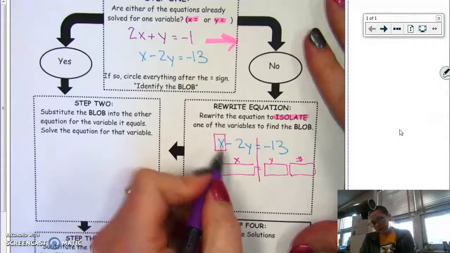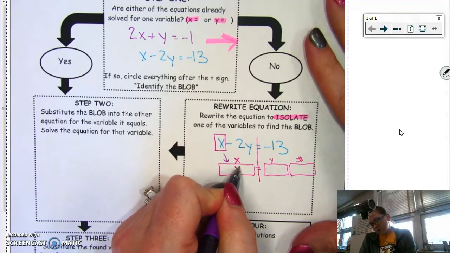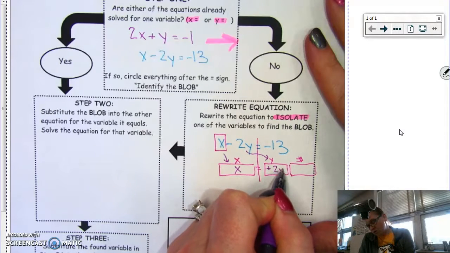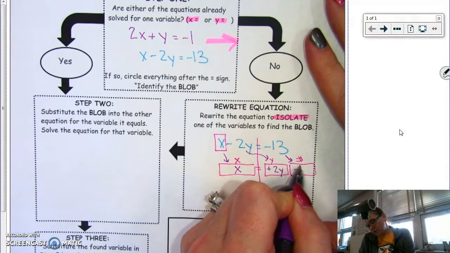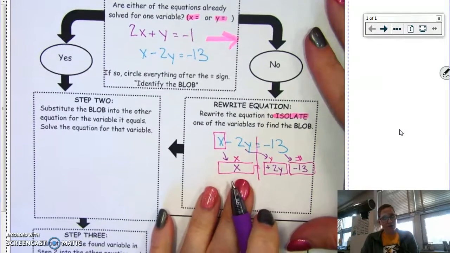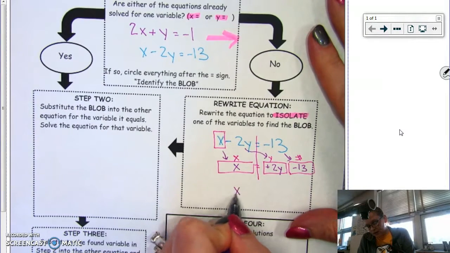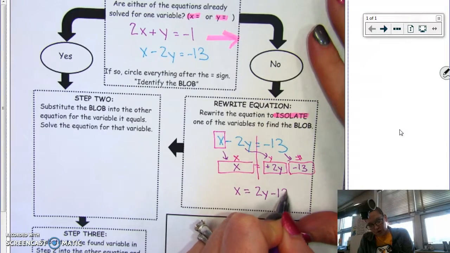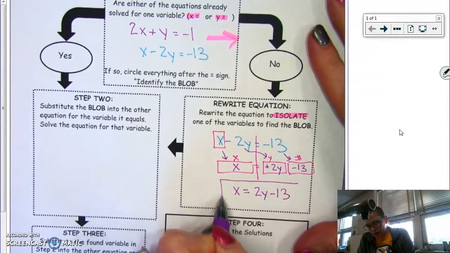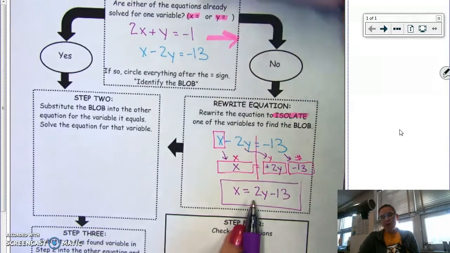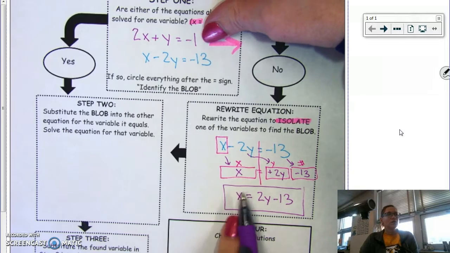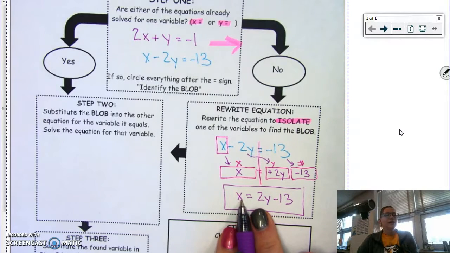So now let's put them in their place. My x just gets carried down, which is what we want. This crosses the line, so it becomes +2y, and the -13 comes down. And there's our equation: x equals 2y minus 13. So that is the equation. Now we go back up here. Are either of the equations solved for one variable? Sure enough, this one now is. It is solved for the x.